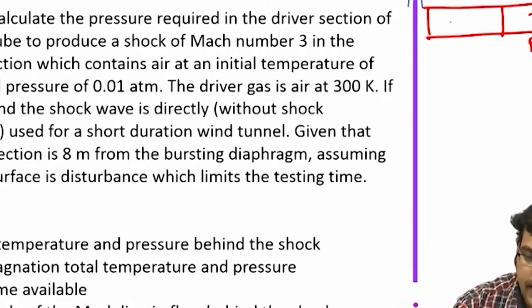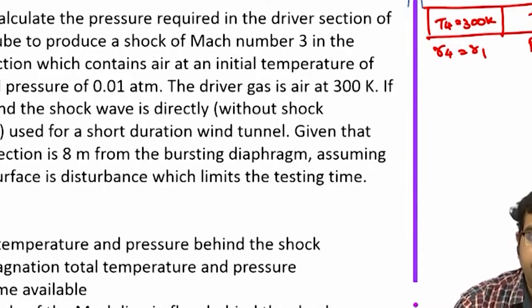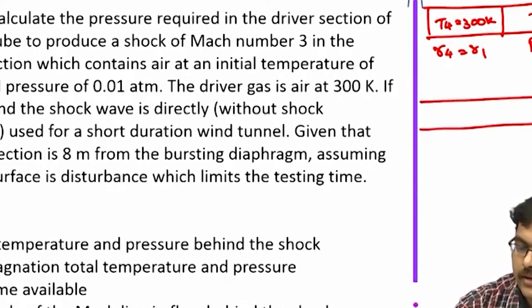Driver gas is air at 300 Kelvin, so it's the same gas. T4 is 300 and gamma 4 is equal to gamma 1, the same gas. If the flow behind the shock wave is directly used without shock reflection for a short duration wind tunnel, this is a case where you are taking the shock tube and at the end of it you are attaching a wind tunnel. So this combination is known as shock tunnel.